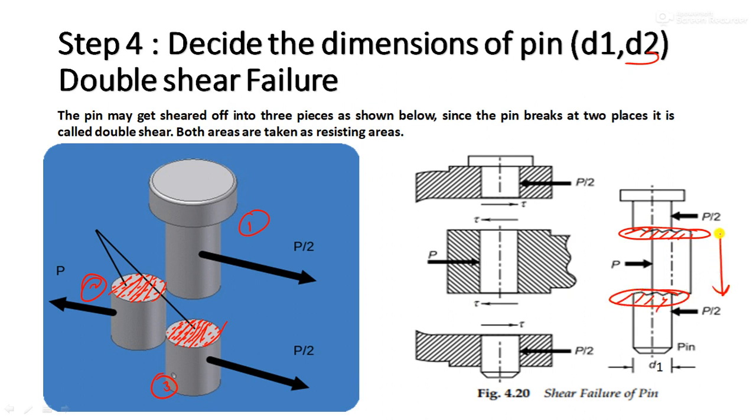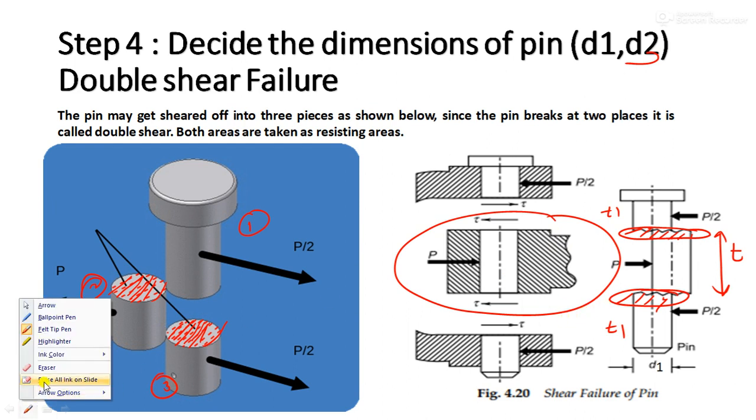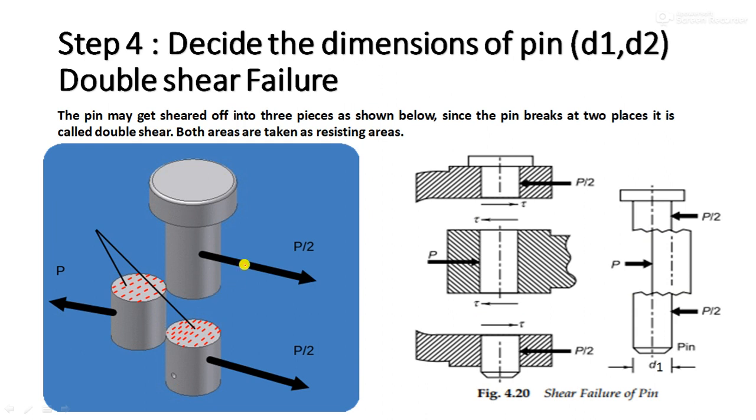The portion where it is sheared is the portion lying inside this eye having a thickness T, and these two portions are T1, which is exactly the portion of the pin lying inside the fork. Is it clear? So the pin may get sheared off into three pieces as I explained. Both areas are taken as resisting areas. So this area also and this area also, because I'm explaining here. This is a resisting area. This is the resisting area. Is it clear or not?